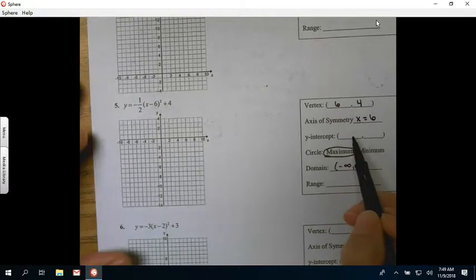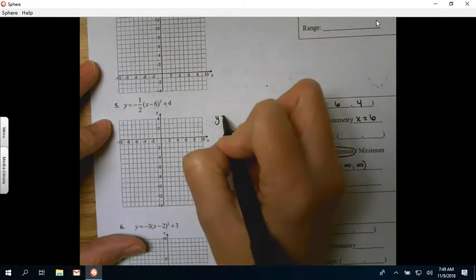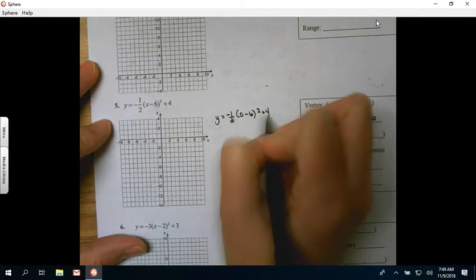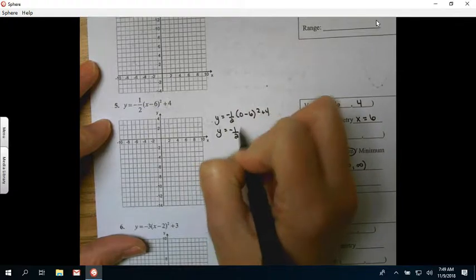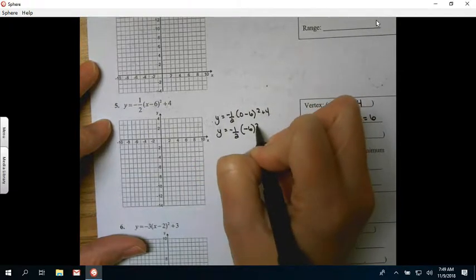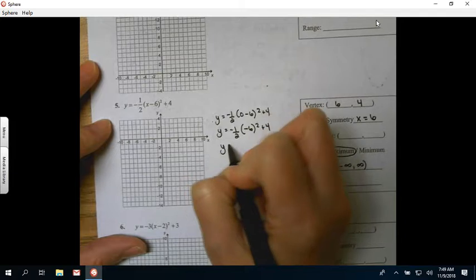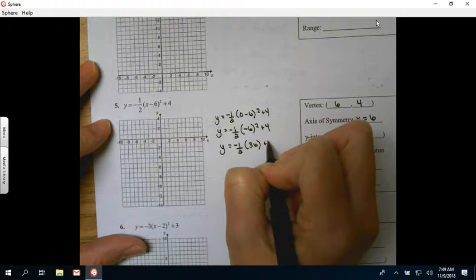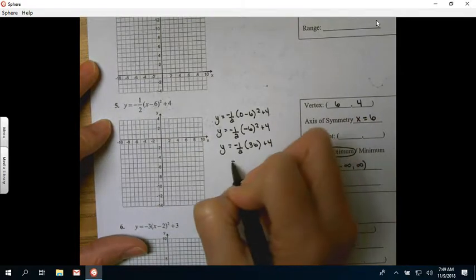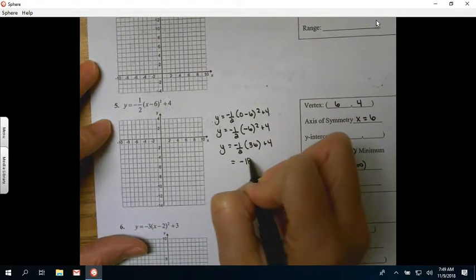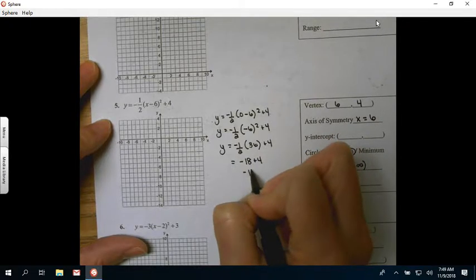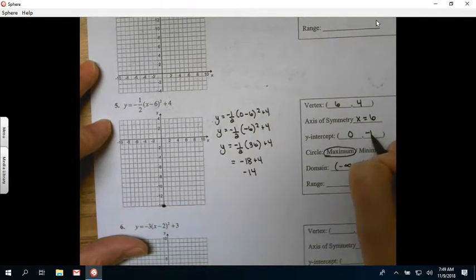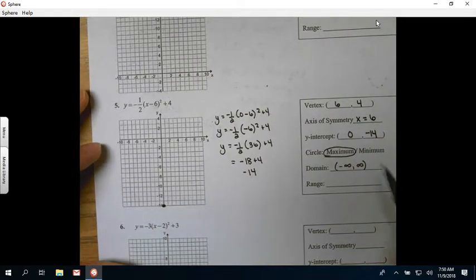On these, to find your y-intercept, you are actually going to have to plug in 0 for x. So 0 minus 6 is negative 6. When I square that, I get 36. So negative 1/2 times 36 gives me a negative 18. And if I add 4, I get a negative 14. So if you see, it's the very last point that is on your y-axis. Alright, same thing right here.